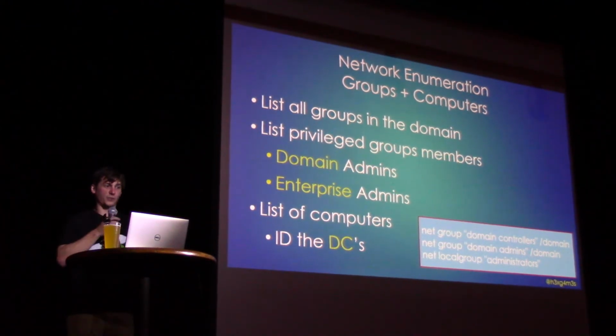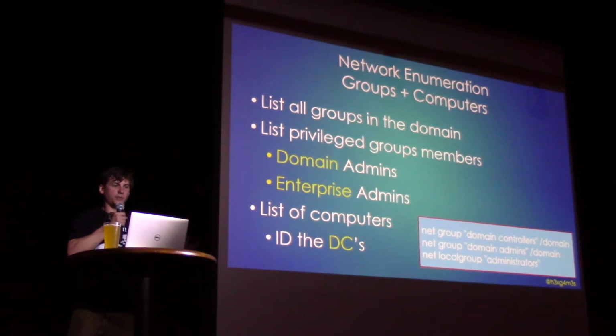For the network enumeration, really what you're going to do is list all the groups in the domain, and list all the privileged groups specifically and write these down. These are the things you tape up next to your face, so if you're on any machine and you notice one of these guys, that's whose credentials you want. And then you're going to want to ID the DCs just for later.